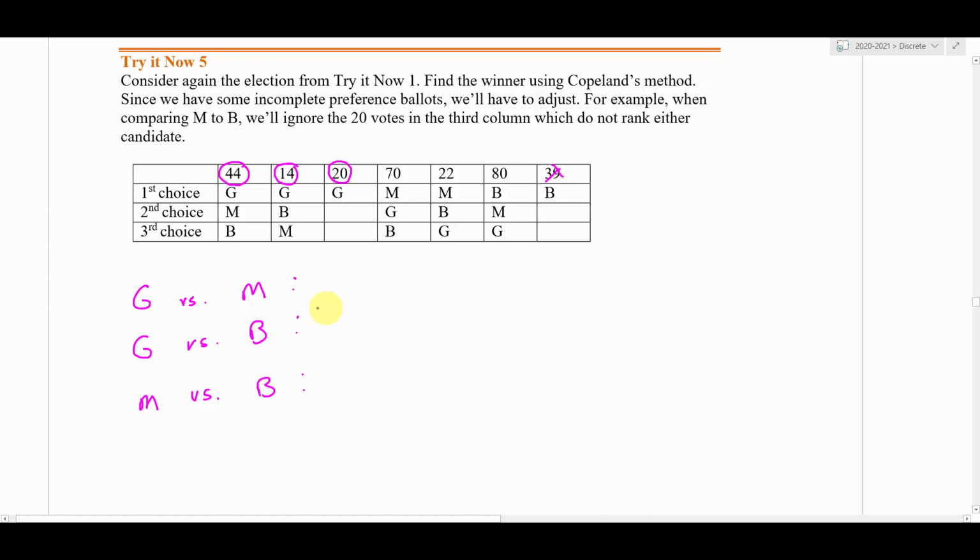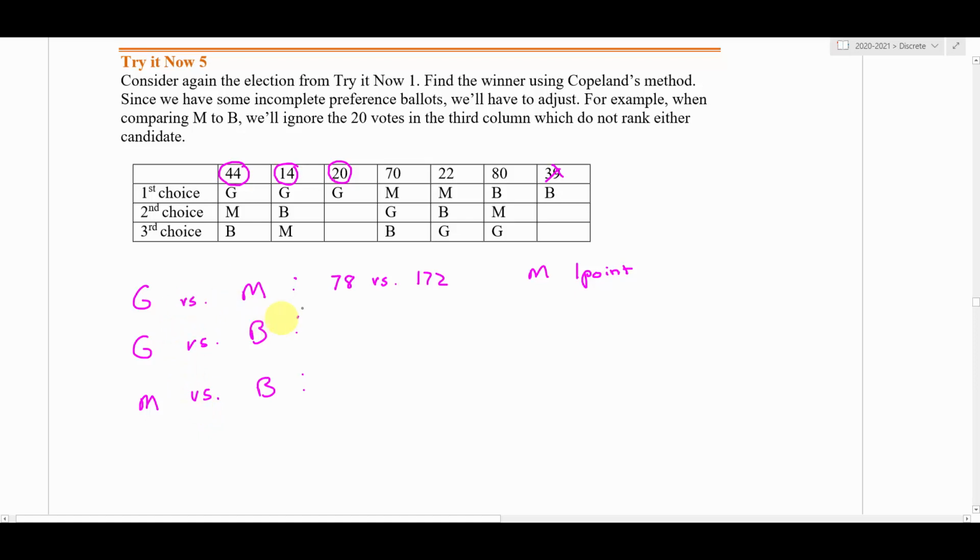Okay, so when I tally up these 3 here, we should get 78 votes for G. And then these 3, 70, 22, and 80, those will all go to M. All right, and that should be 172 votes. So that means M gets 1 point. Okay, and you would go through and do the same thing. So if you want to pause and try to do these 2 on your own and see if you get the same numbers that I do, go ahead and do that.